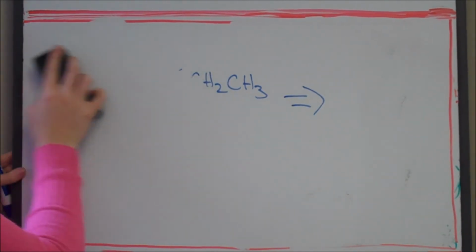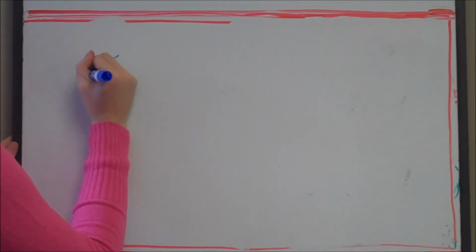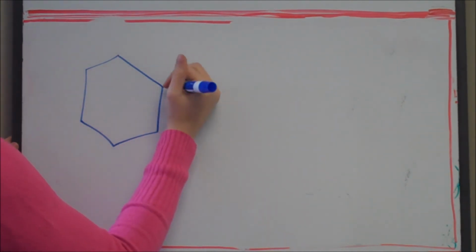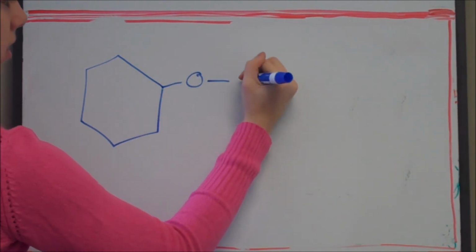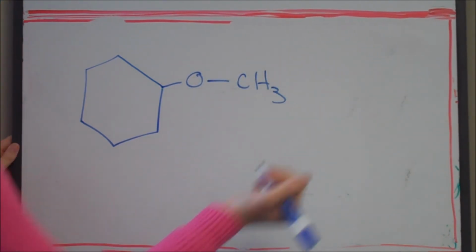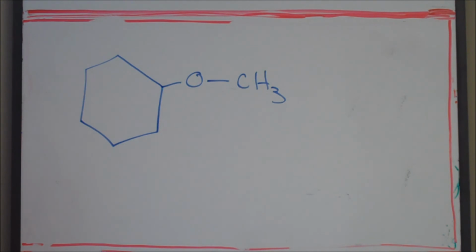Now it's your turn to try. If you're given this molecule, and it was formed by the Williamson ether synthesis, what were the two reactants that you started with? Pause the video here to work on it, then hit play to see the answer.